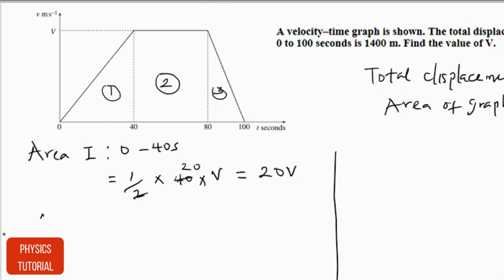So for area 2, which is from 40 to 80 seconds, as you can see, is a rectangle. The area for a rectangle is length times width. So the length is 40, since 80 minus 40 is 40. So we have 40 times the width, which is V. So 40 times V gives us 40V.